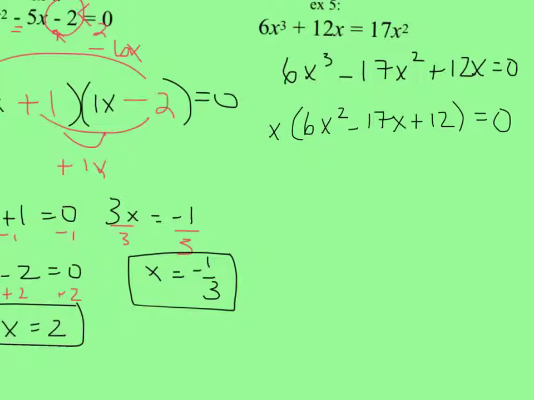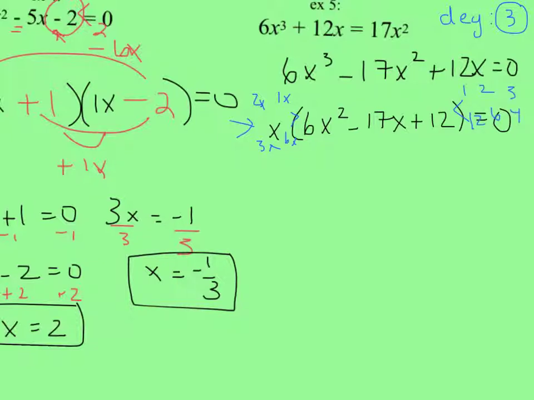Let's make note here that the degree is 3, which means I should have 3 answers when I'm all said and done with this. Okay, so I need to find the factors of 6x squared. That'd be 1x and 6x, 2x and 3x. I'm just ignoring this GCF factor of x out here for now. I need to find the factors of 12. That's 1 and 12, 2 and 6, 3 and 4.